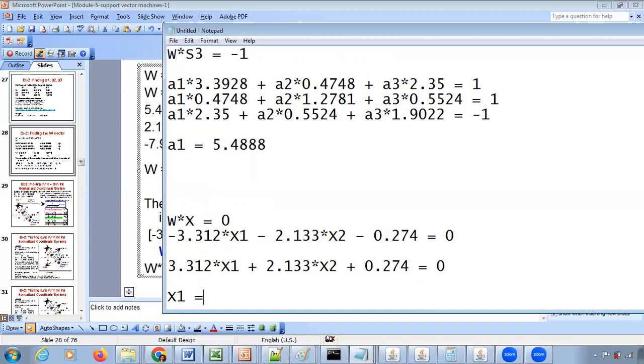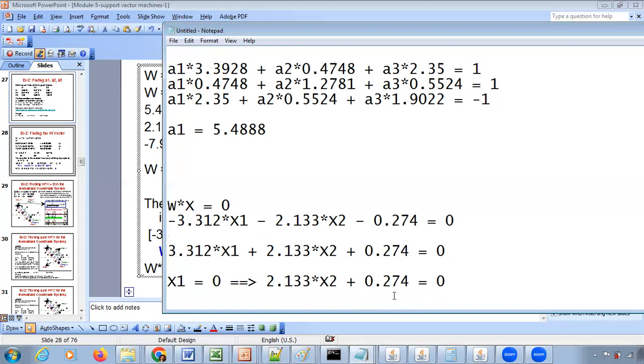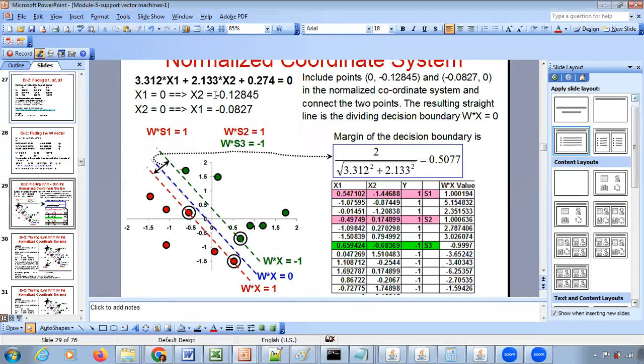So x1 equals 0. That implies we get x2 equals minus 2.74 over 2.133, because if this goes to the other side, it's minus 2.74 divided by 2.133. So I can write one intermediate step: 2.133 times x2 plus 0.274 equals 0. So that means x2 equals negative 2.74 divided by 2.133, and that should get you x2 as this.